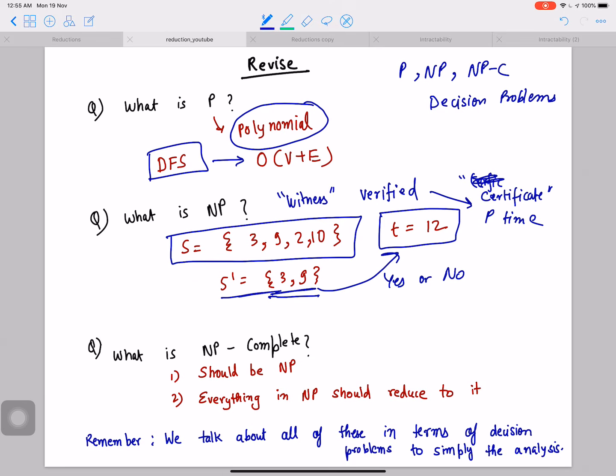Okay, so next comes NP-complete. What are NP-complete problems? The first condition is that they should be in NP. That means if I give you a probable solution, you can verify that solution in polynomial time. But apart from that, they have another condition. Before diving into that condition, we should understand what a reduction is. So let us see what a reduction is.